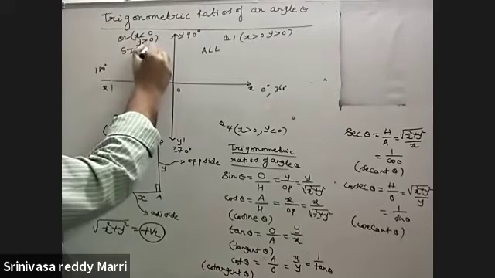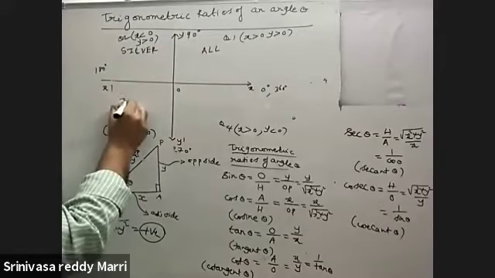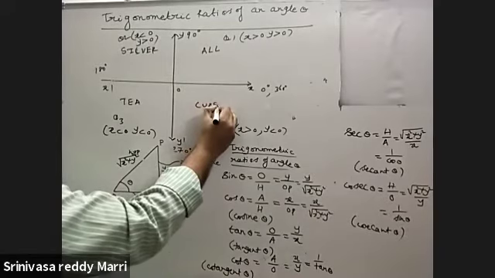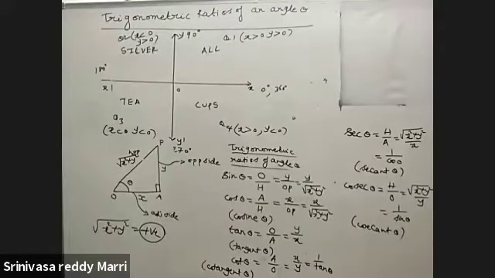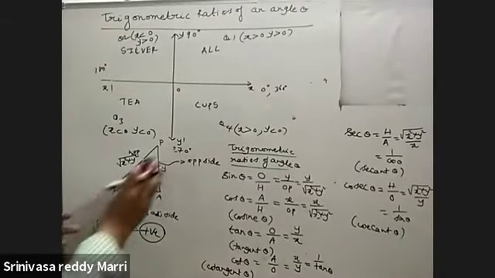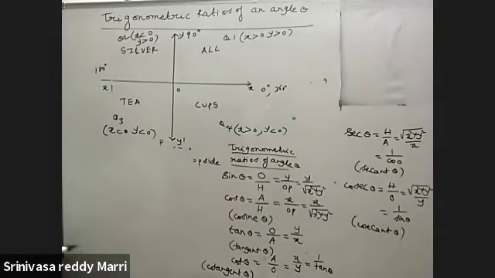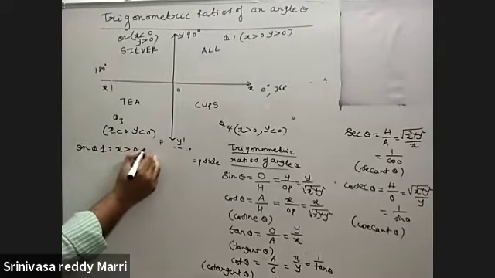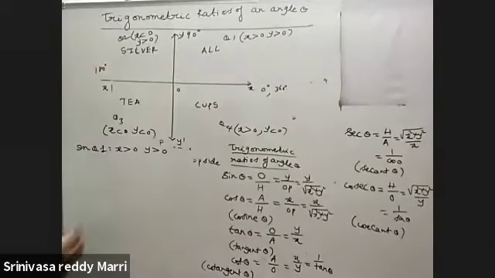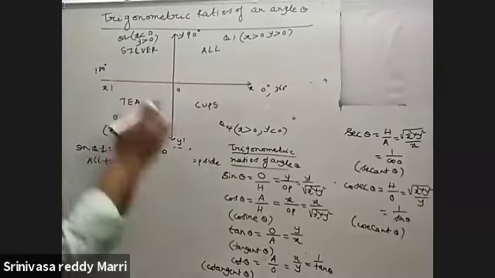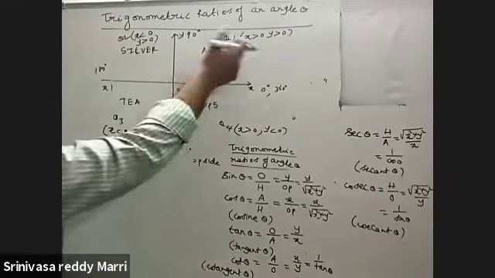We will write like this, silver. We will follow a rule. All silver teacups. Positive or negative to write. I will write here. In quadrant 1, as x is greater than 0, y is greater than 0, all positive. All means all trigonometric ratios are positive.